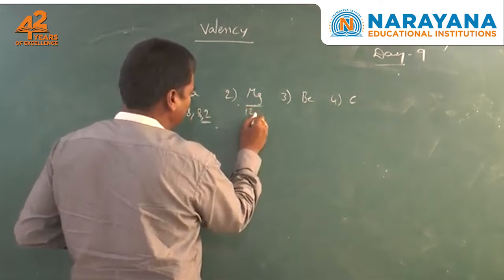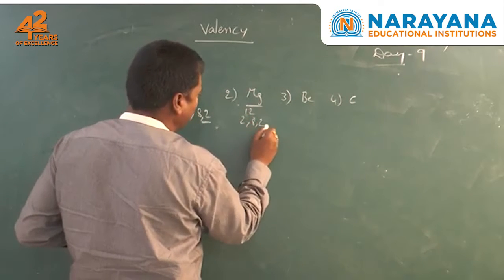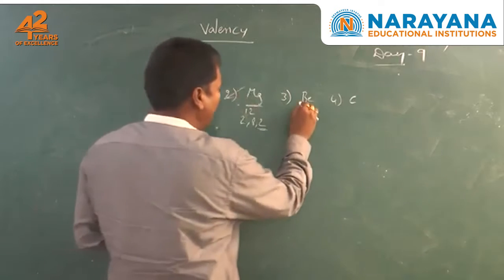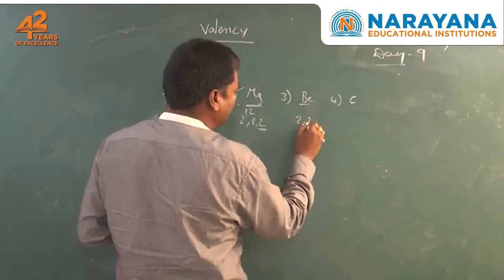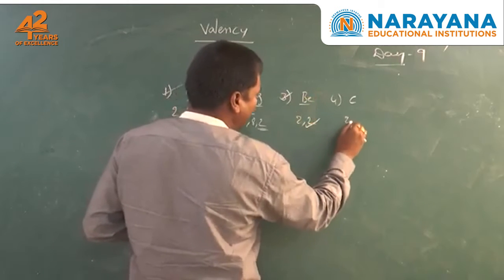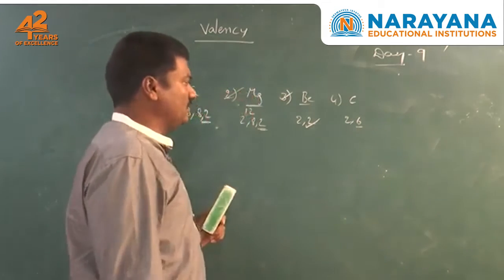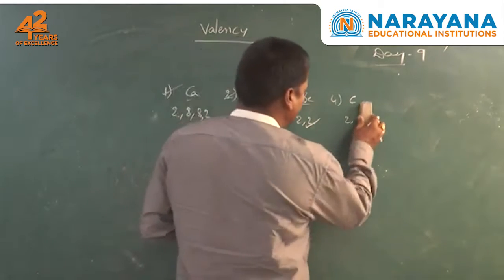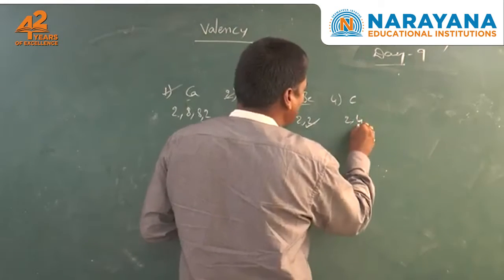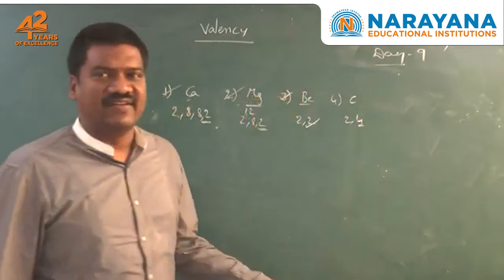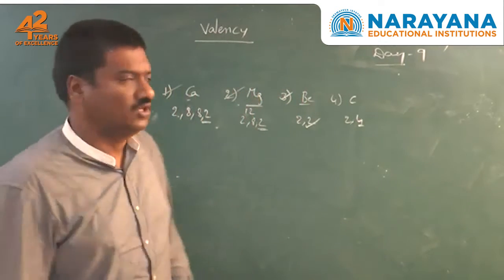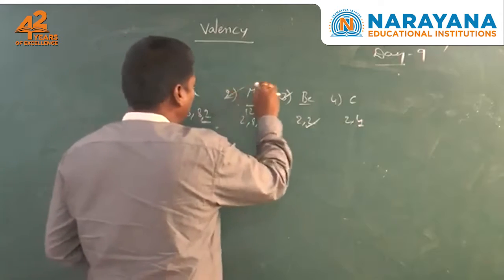Magnesium atomic number is 12, so it is 2, 8, 2, and this is also correct. Beryllium is 2, 2, so here also 2, this one is also correct. Carbon atom is 2, 4, the outermost shell has 4 electrons, so the valency of the carbon atom we can take as 4. Now the answer I can take as 1, 2, 3.